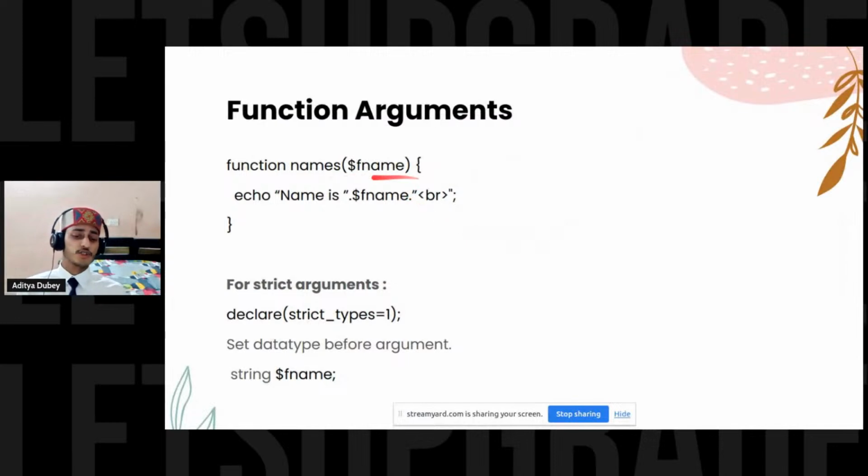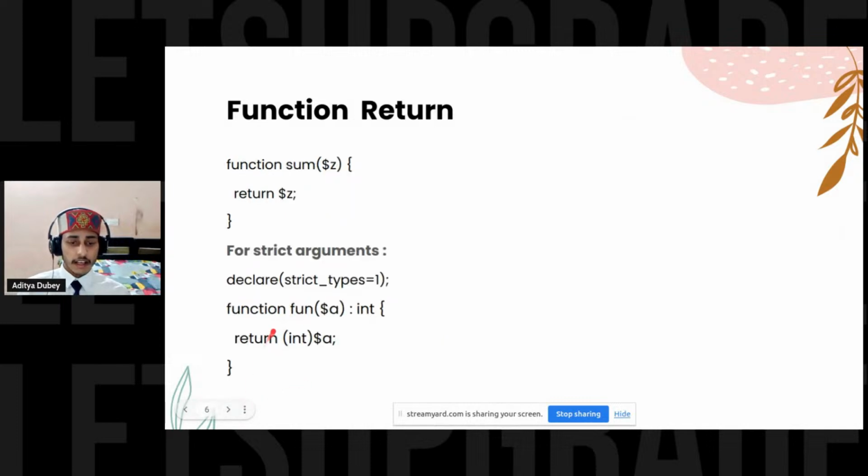Okay, now we have understood arguments, we have understood strict data types. Got it. Next thing is return. Now, what is return? Return is basically there might be a function which does not print anything to your screen.